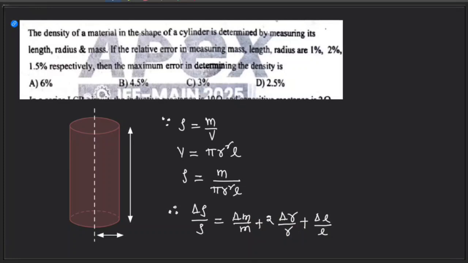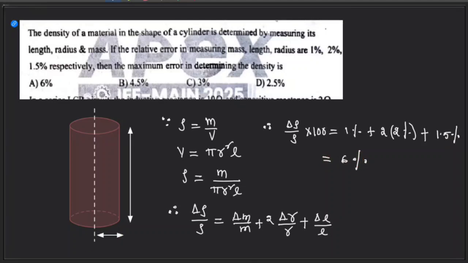If you do that, delta rho by rho into 100 will be equal to 1% plus 2 into 2% plus 1.5%. Therefore you get the answer as 6%. Clear? So that is your answer.